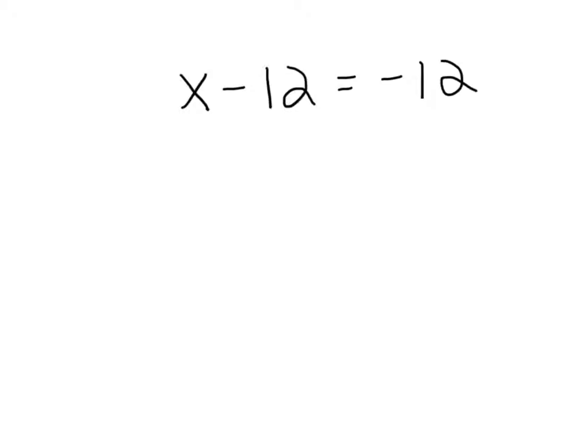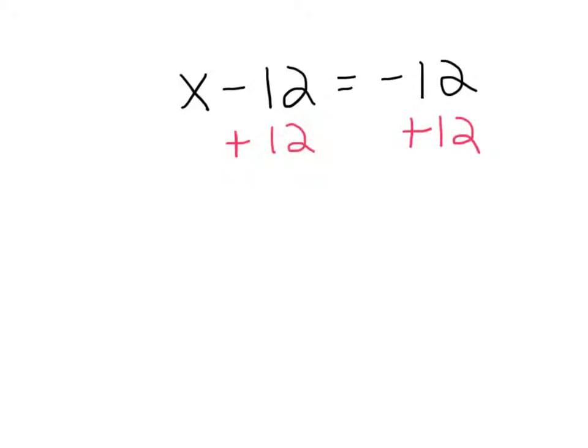Here's our next problem. X minus 12 equals negative 12. Go ahead and hit pause if you need more time. Well, this problem's not that bad. I've got x minus 12 equals negative 12. I need to get rid of that minus 12, so I'm going to add 12 to both sides.